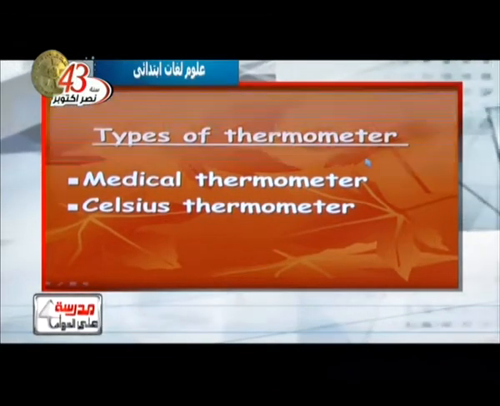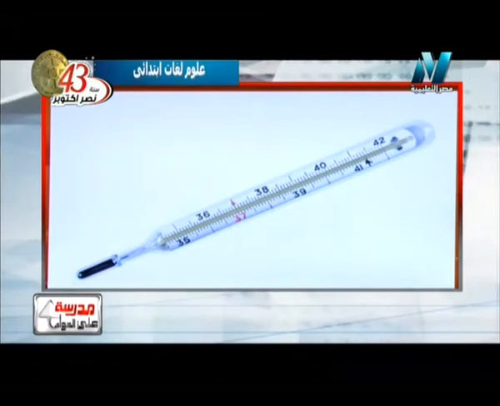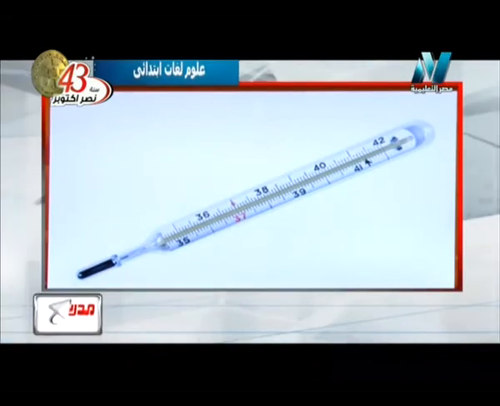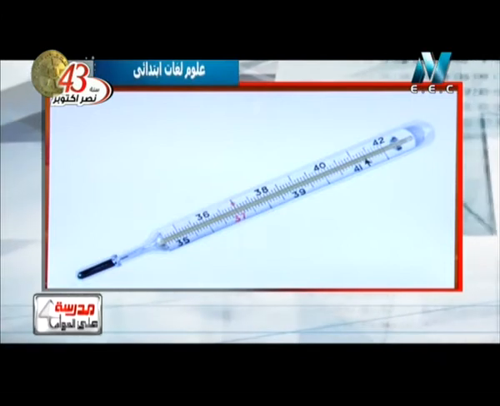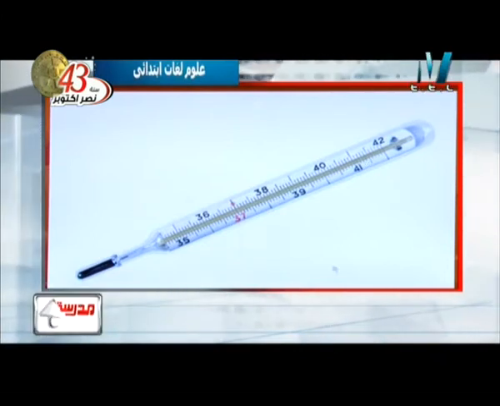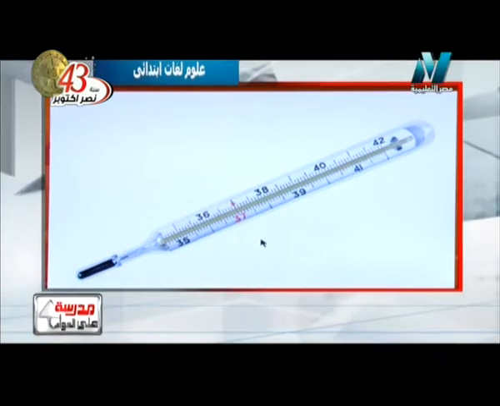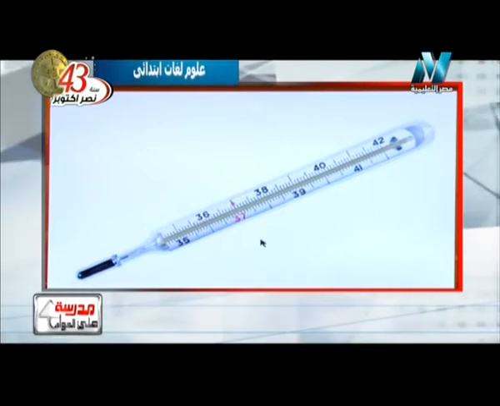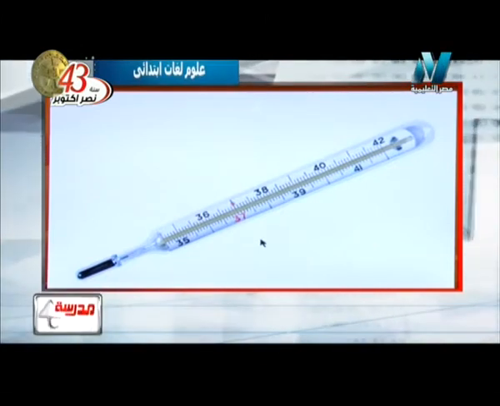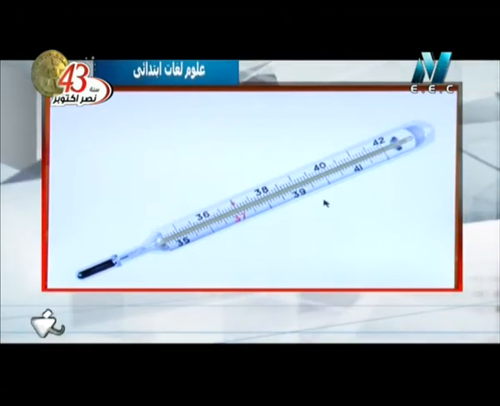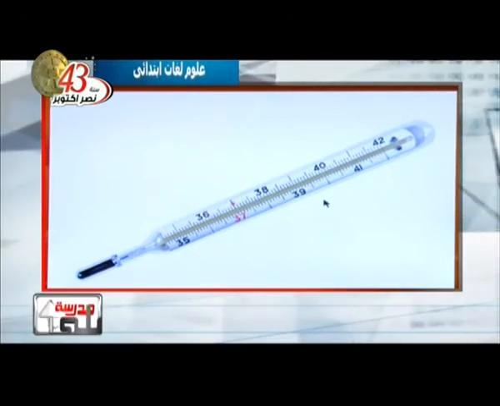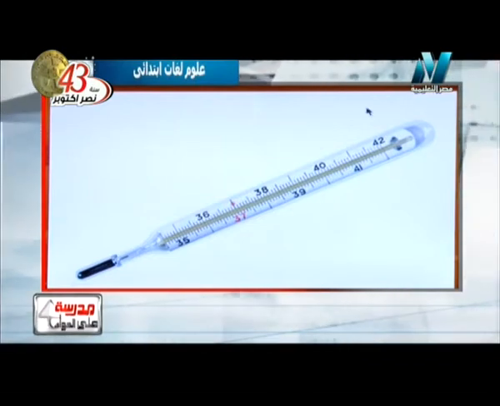So now, let's start with the medical thermometer. I have here an image of this thermometer, and I am sure all of you know it, and may use this thermometer one day. This thermometer is called what? It's called medical thermometer or clinical thermometer. So we have two names for this thermometer, medical or clinical.